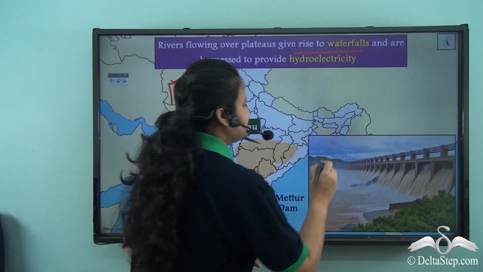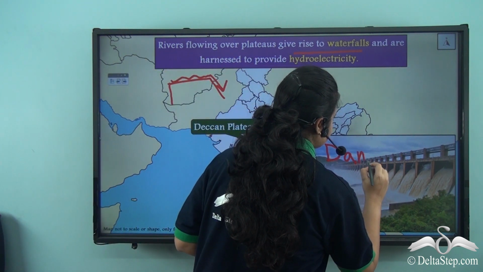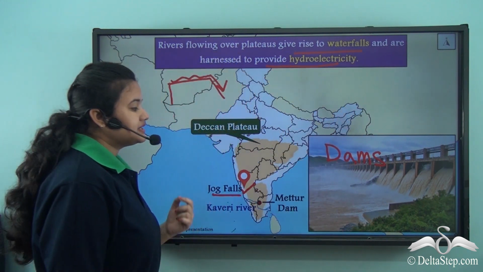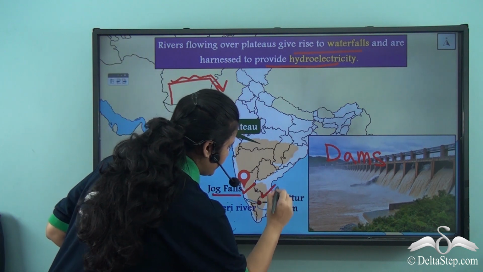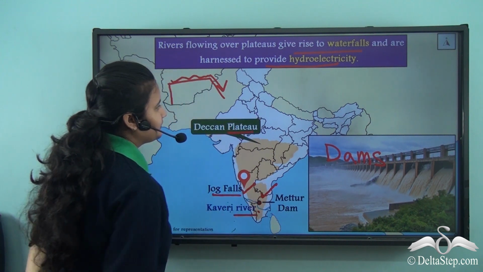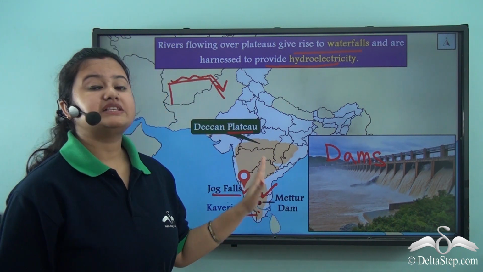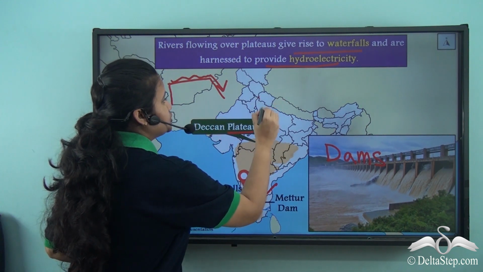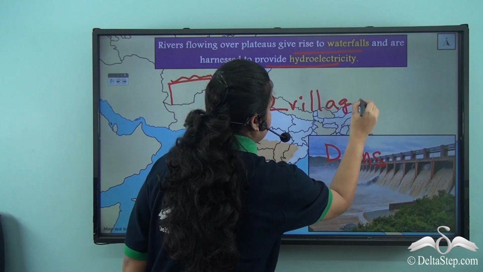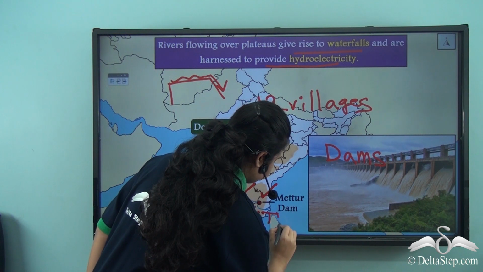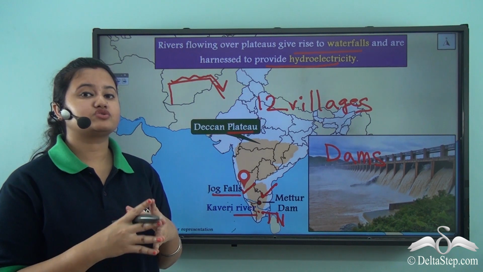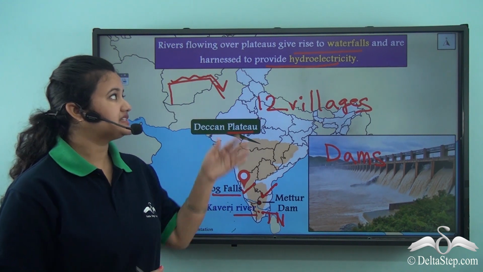Also, sometimes dams are constructed across swift flowing rivers in order to harness hydroelectricity. One such important dam is Mettur Dam, which is built across Kaveri River in the Deccan Plateau region. Now, this dam provides electricity to more than 12 villages of the state of Tamil Nadu. Thus, here we find that plateaus are important source of electricity or energy, that is hydroelectricity.